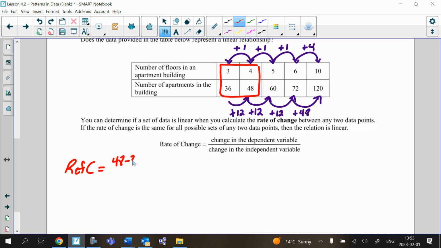This pair. Take the second bottom one, 60 minus 48, over the second top one minus the first. Again, we get 12 over 1, which is 12. So it's the same rate of change. As soon as it's different, we stop because it's no longer linear.